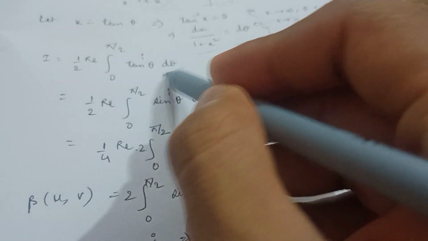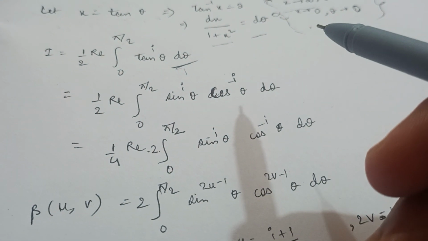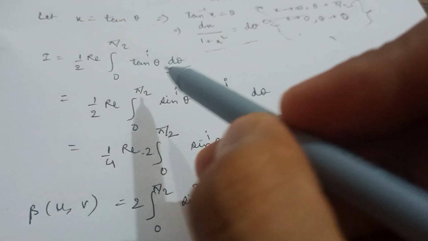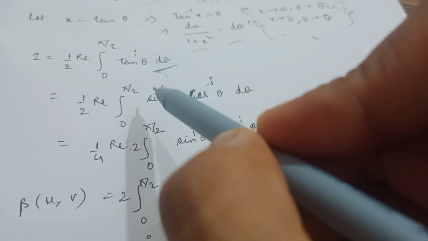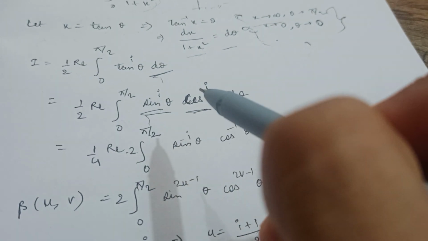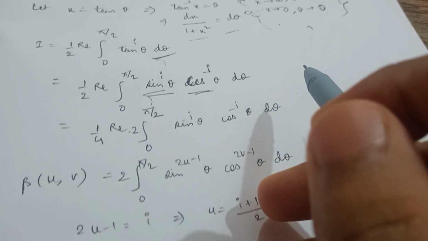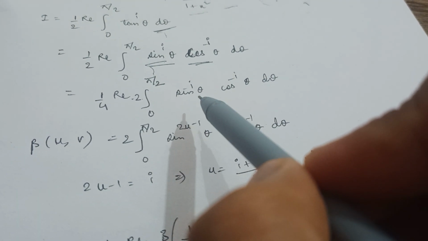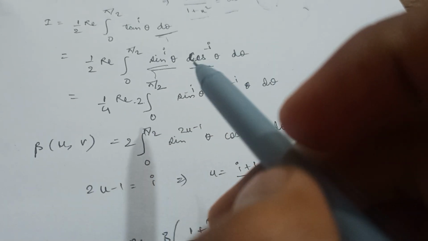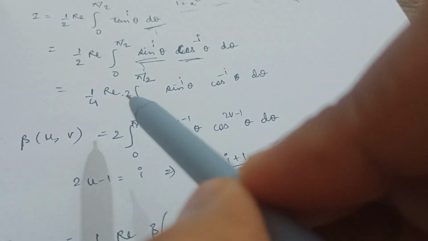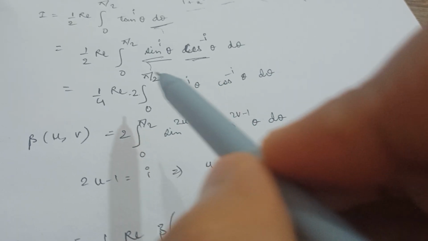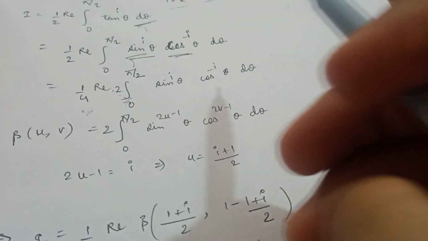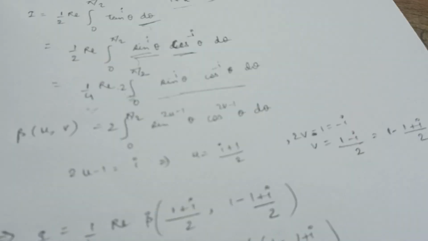So now I have this. Again, a tough part is going to come. So I am writing tan to the power i theta as sin to the power i theta and cos to the power minus i theta, real part of this. And again, move on. Sin to the power i theta, cos to the power minus i theta, and I am multiplying 2 in the numerator and denominator. So after it will be 1 by 4 and 2 here. So this basically changes to the form of beta function.